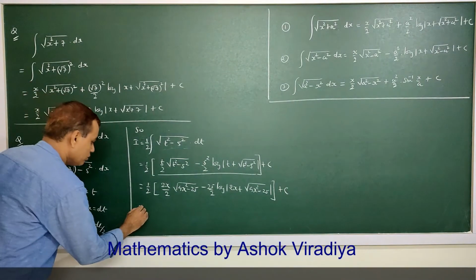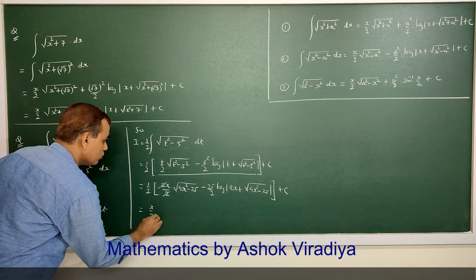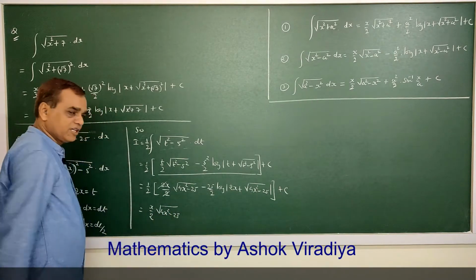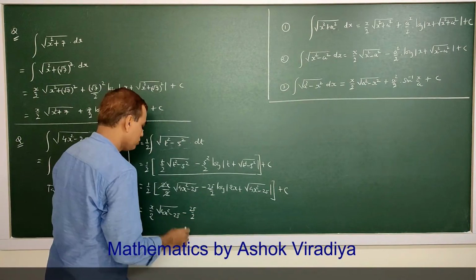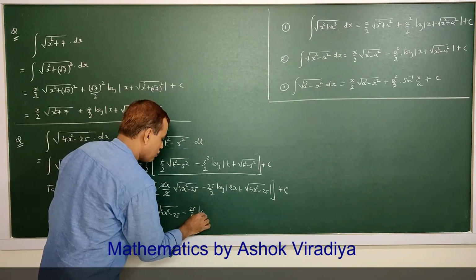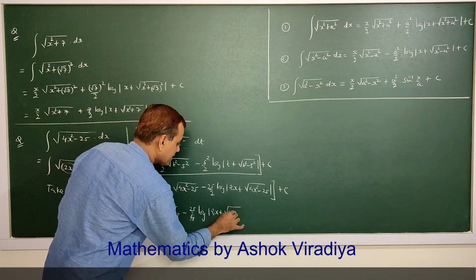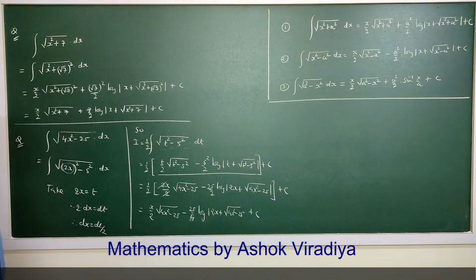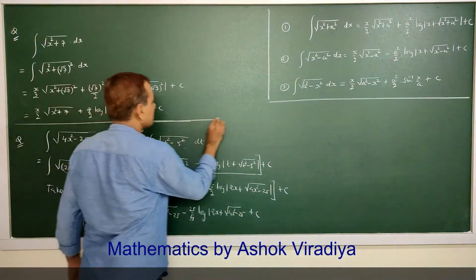So it is equal to, this will be cancelled, x by 2 square root of 4x square minus 25 minus 25 by 2 into 1 by 2. So 25 by 4 log mod 2x plus root 4x square minus 25 plus c. So that is the application of the second formula.